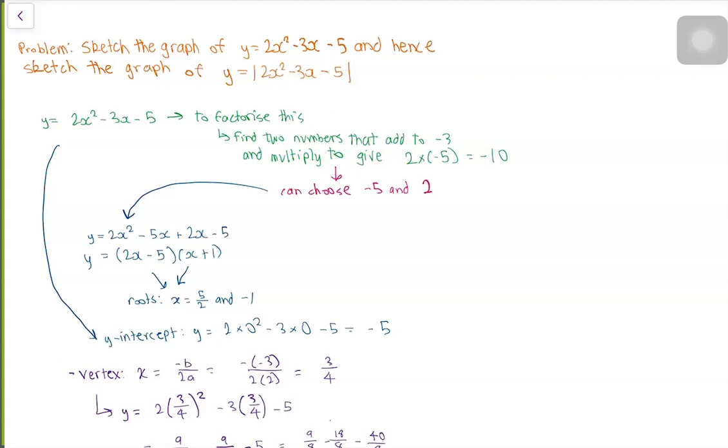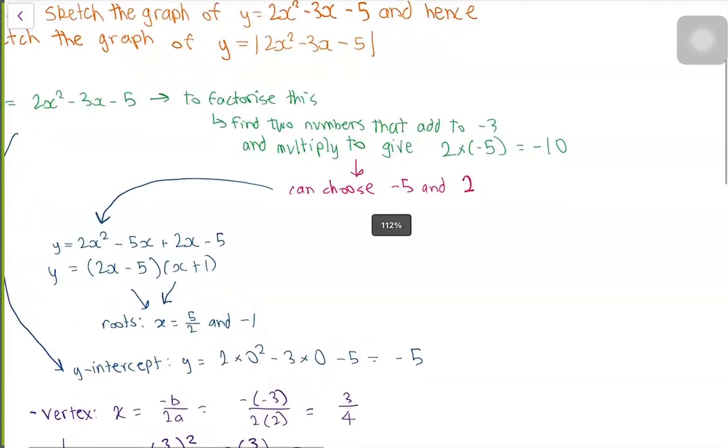Today we'll be having a look at the following graphing problem. So we have to sketch the graph of the quadratic equation y equals 2x squared minus 3x minus 5, and using that sketch the graph of y equals the absolute value of 2x squared minus 3x minus 5. Okay, so we can start by sketching this quadratic.